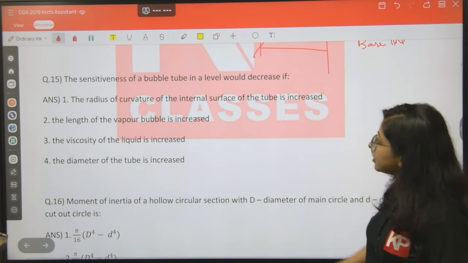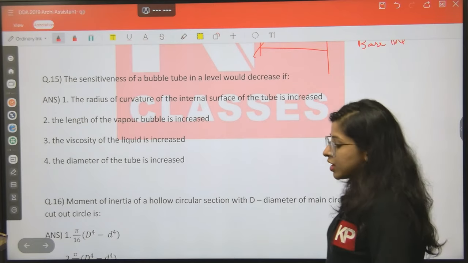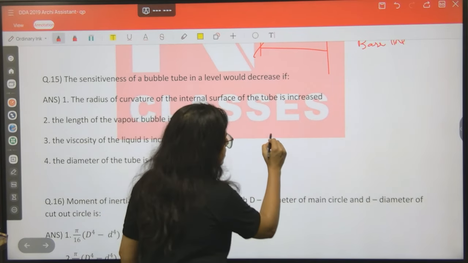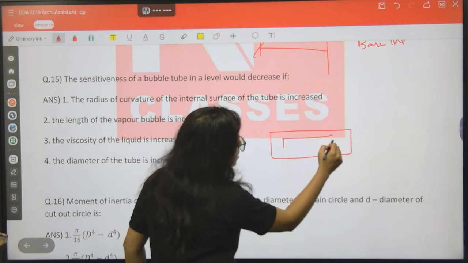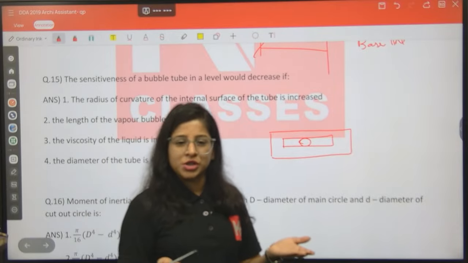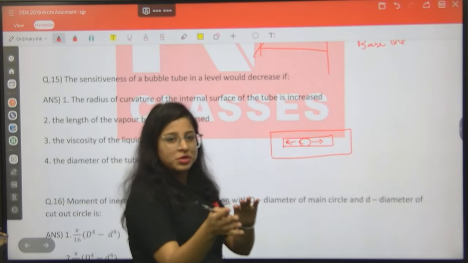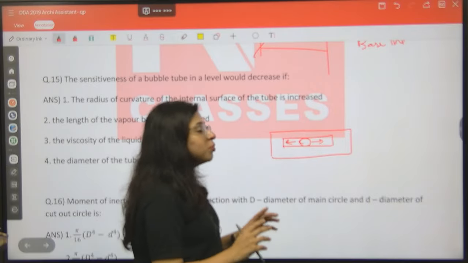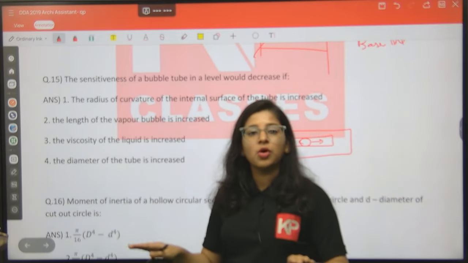Next, question 15. The sensitiveness of a bubble tube in a level would decrease if. So you must have seen there are leveling devices. In that, you have this kind of a thing, and then you have a bubble. So basically when you place that on a horizontal table, the bubble moves in these two directions, from here to there. So whenever the bubble is in the center of that tube, the spirit tube, you can say that, okay, my table is placed in a proper horizontal manner.